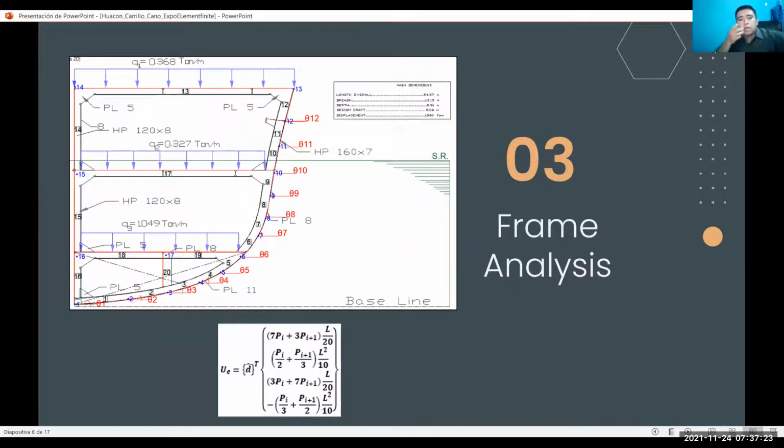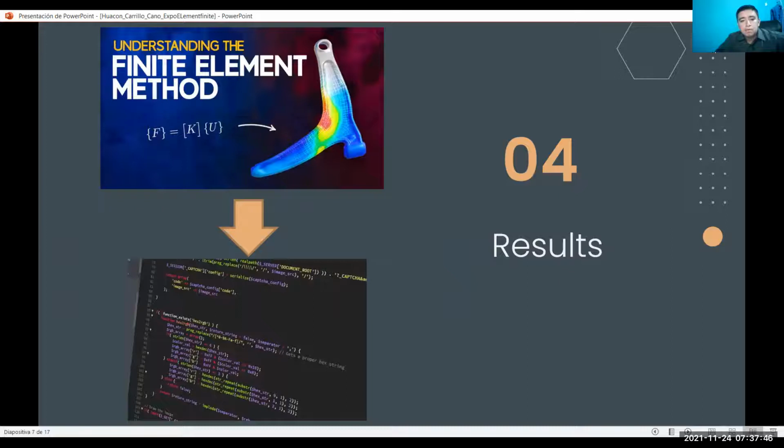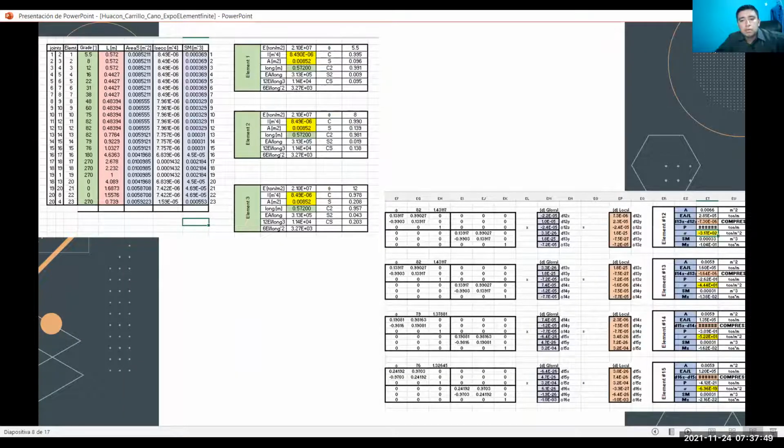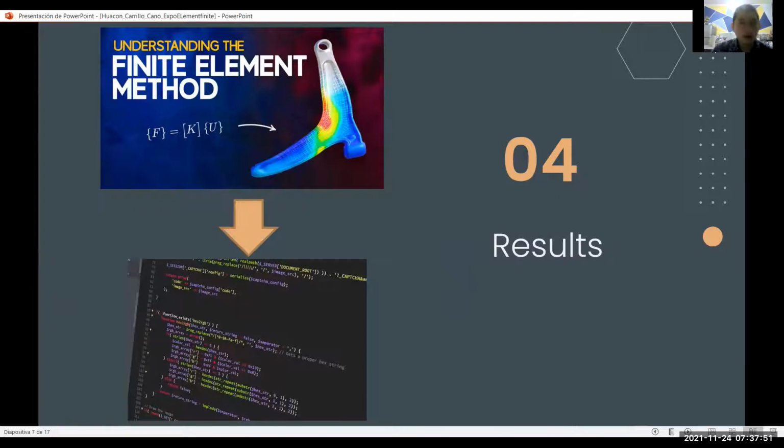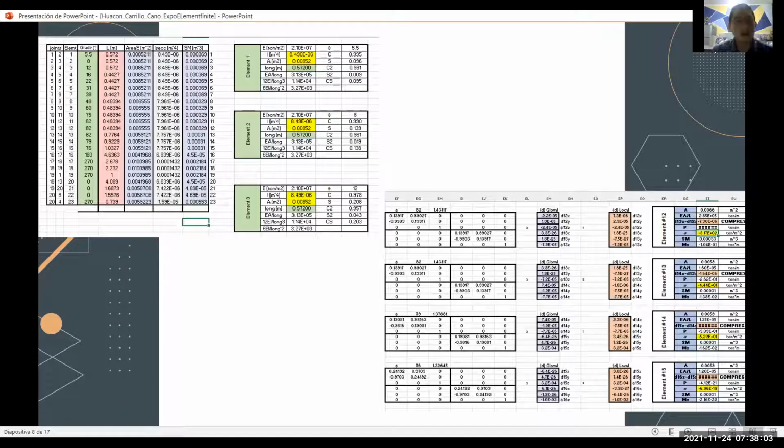A frame element is formulated to model a straight bar of an arbitrary cross-section, which can deform not only in the axial direction, but also in the direction perpendicular to the axis of the bar. The bar can carry both axial and transverse force, as well as moment. The results were obtained analytically with Excel and experimentally with Python, with two discretizations of 20 and 23 elements.